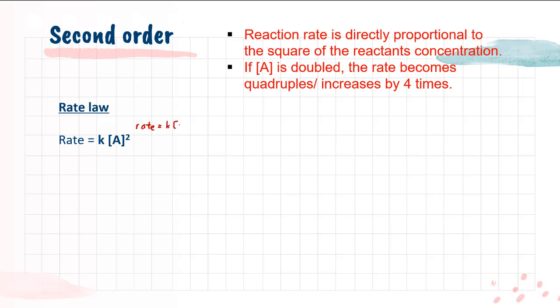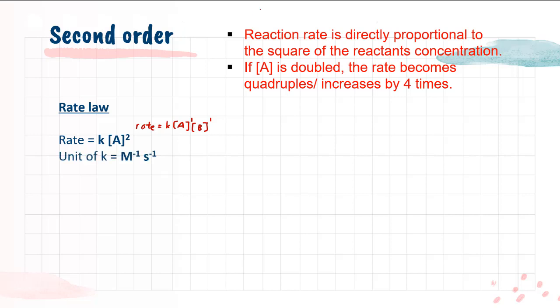For this rate law, it can also be written this way: k, A, and B. Even if you have two different reactants, it's still considered second order because concentration A is raised to power 1 and B is raised to power 1. So the overall order is also second order. So for second order, first order, and zero order, we refer to the overall order of reaction.